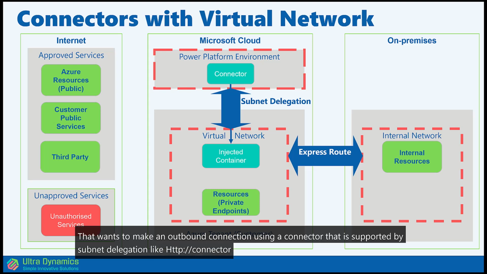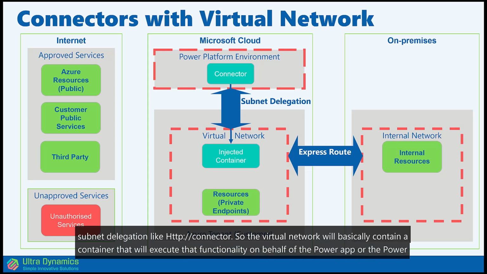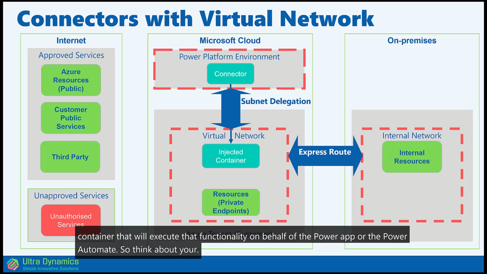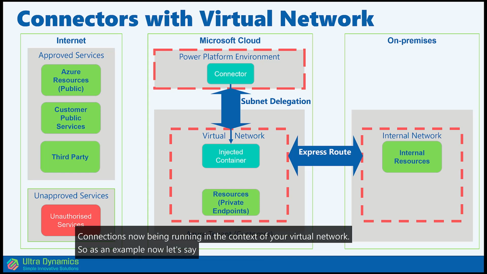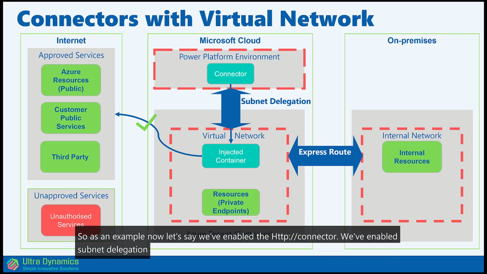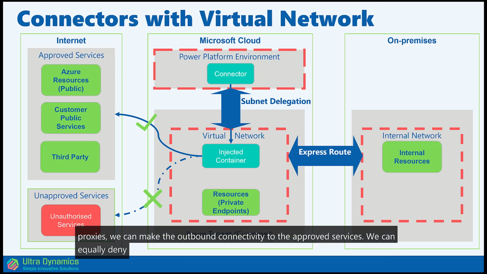So the virtual network will basically contain a container that will execute that functionality on behalf of the Power App or the Power Automate. So think about your connections now running in the context of your virtual network. As an example, let's say we've enabled the HTTP connector and subnet delegation. If we whitelist the approved services on our firewalls and proxies, we can make outbound connectivity to the approved services. We can equally deny the URLs or anything else that we don't want.